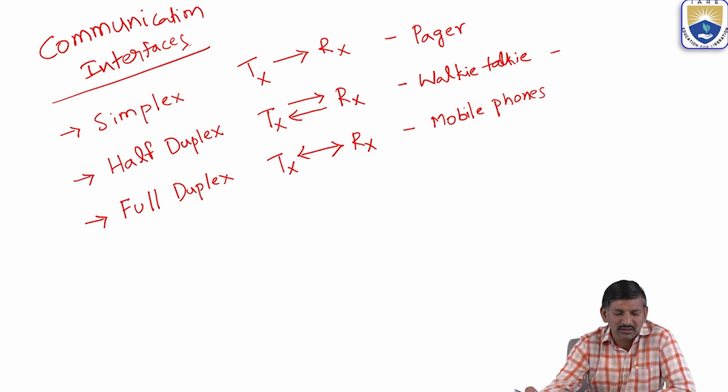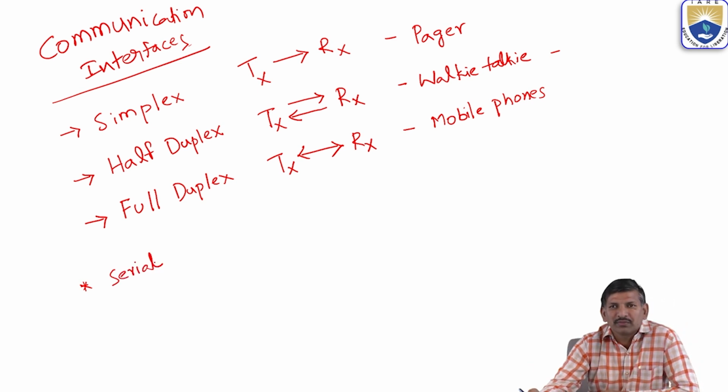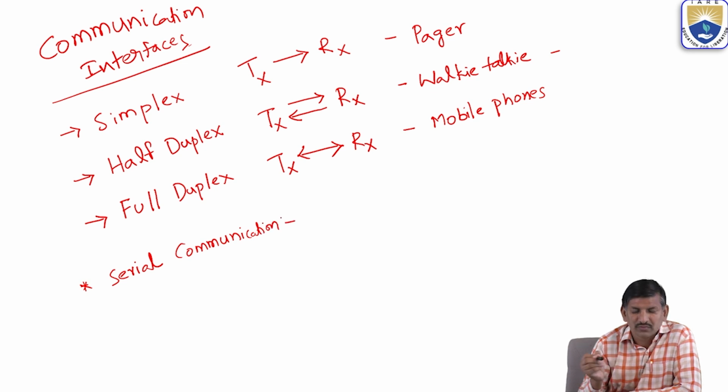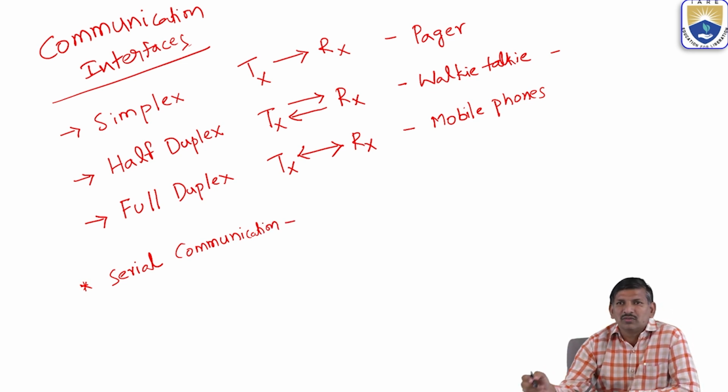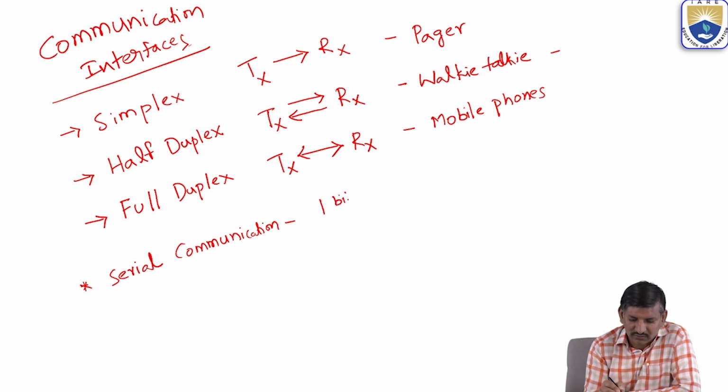Okay. Next, how many bits are transmitted in a unit amount of time? Based on that, communications are classified into two types. One is serial communication. In serial communication, only one bit is transmitted at a time, so one bit per unit time.